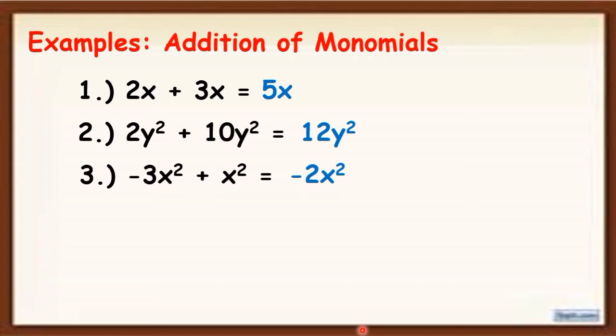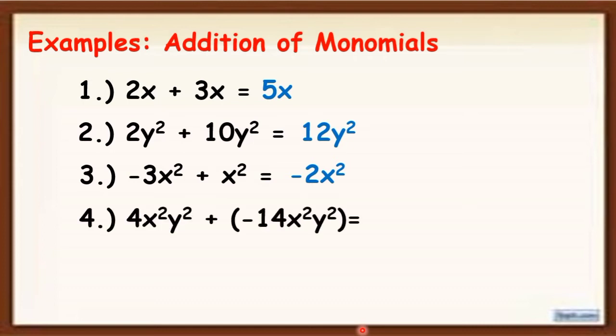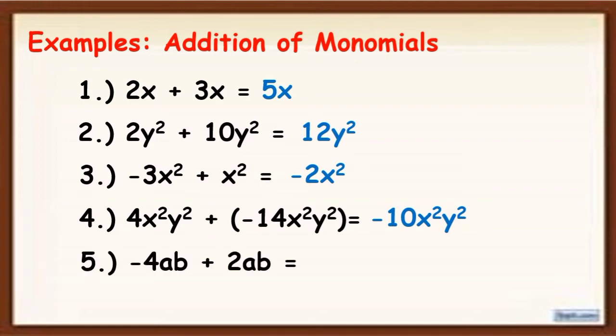Next example, number 4. 4x squared y squared plus negative 14x squared y squared. Again, they are unlike signs, so we are going to subtract. So the answer is negative 10x squared y squared. Another one, negative 4ab plus 2ab. So it will become negative 2ab because negative 4 plus 2 is equal to negative 2. Then copy ab.